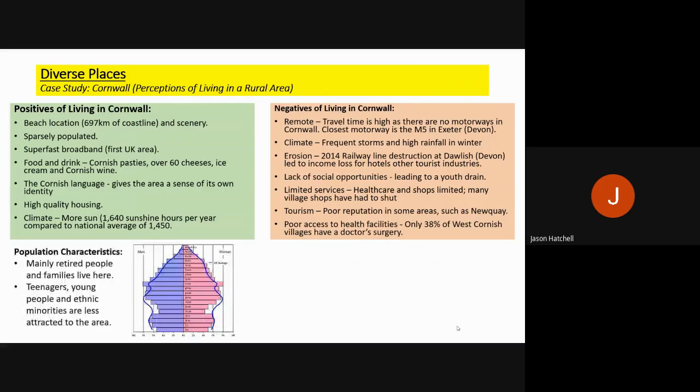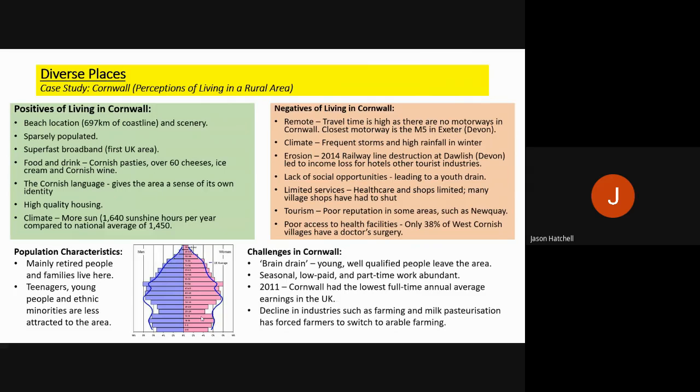Now, just a bit on its population characteristics overall, then, as you can see from the population pyramid, it is an elderly population mainly. It's mainly retired people and families that live in Cornwall. And you will find that teenagers, the youth, ethnic minorities are less attracted to the area. And in fact, you can see in the 20 to 30 age category, there is a dip in population, partly because of a fall in fertility rates, but also because of rural urban migration. These 20 to 30-year-olds moving towards places such as London and Brighton.